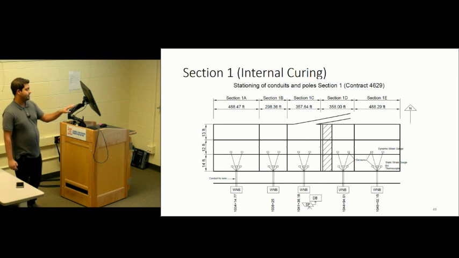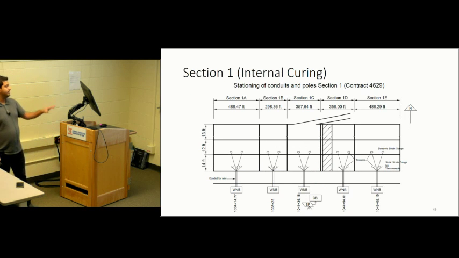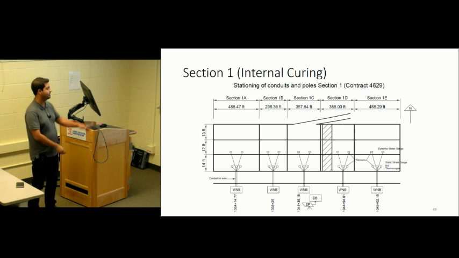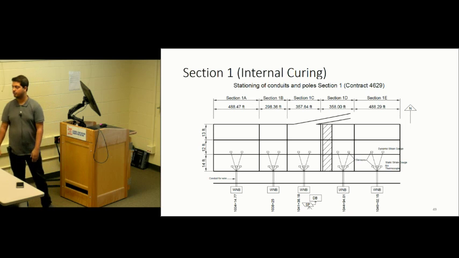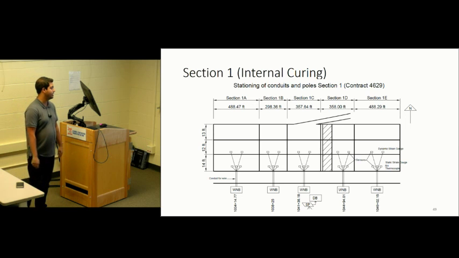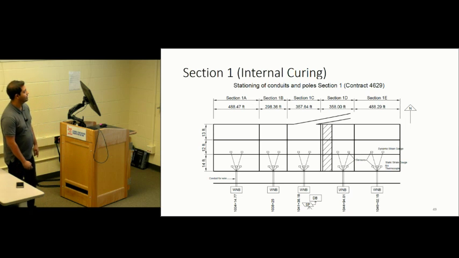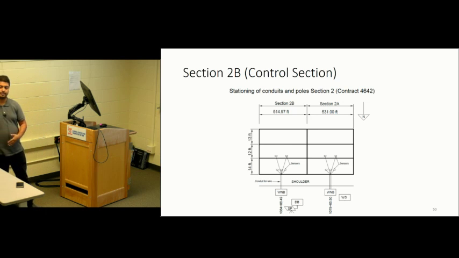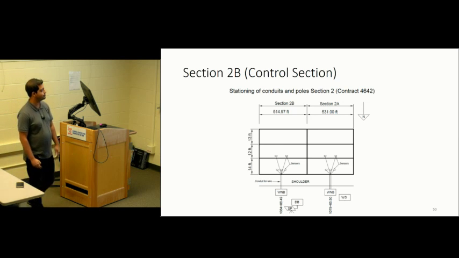This is a schematic of the first section, where the total length is divided into 5 parts. The hatched part is the toll plaza, where the tollway collects the toll. And this is section 2, which is divided into 2 parts. This is the controlled section.